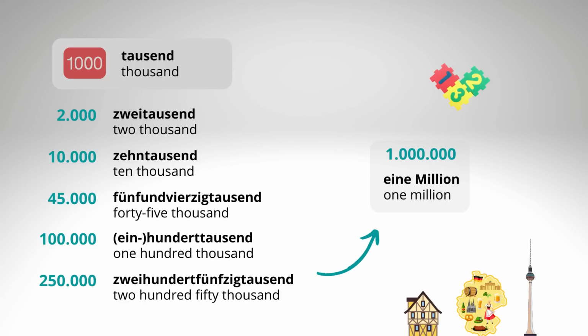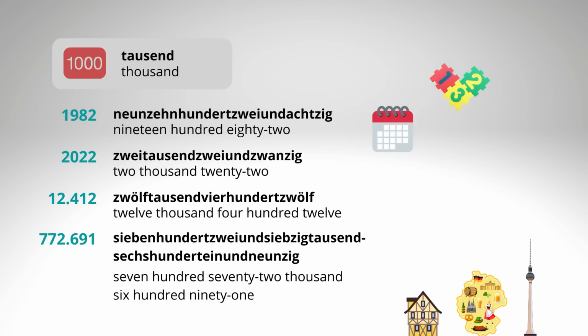Let's have a look at some more complicated numbers. And we'll start with a number that basically has 2 names. As a normal number, it would be 1982, or in German, eintausendneunhundertzweiundachtzig. Eintausend, neunhundert, zweiundachtzig. But there's also a different possibility.